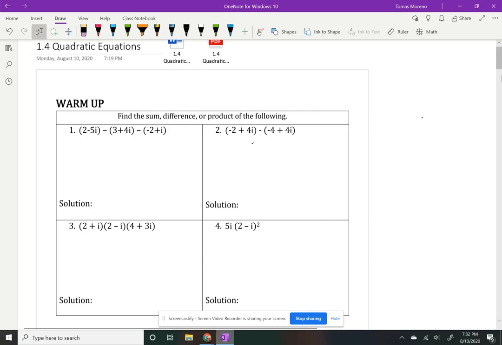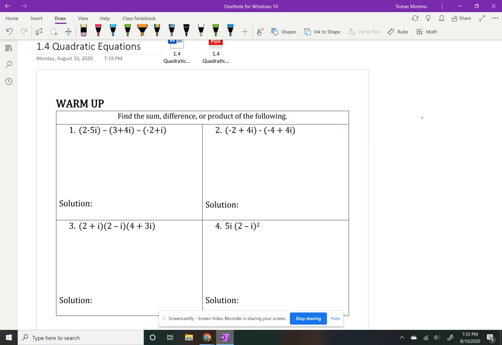Hello, so today we'll be going over quadratic equations. So it's 1.4 in our books. But let's do a little warm up, kind of like a little review from last time. So last time we went over 1.3, complex numbers.